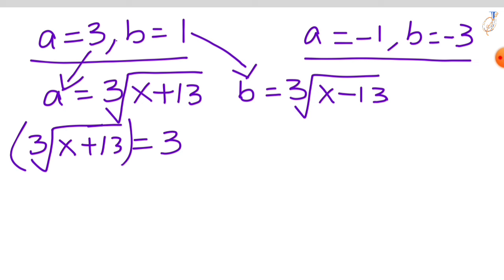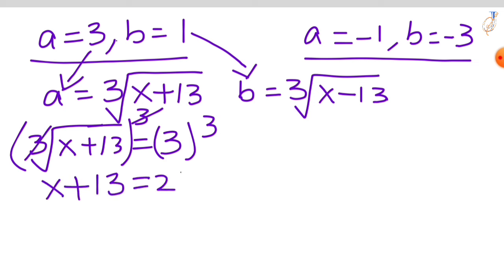Raise both sides to the third power. Then this cube root gets cancelled. Then you are left with only x plus 13, that is equal to 27. So then x value is 14.